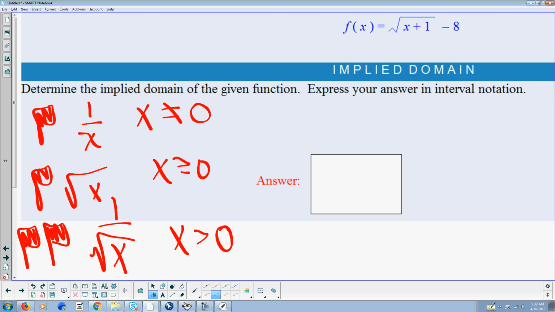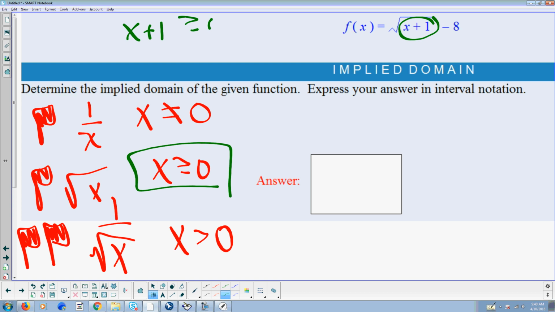So what red flag do we have here? We have an x under an even root. So in that case, you take the whole radicand, x plus 1, and say that it has to be greater than or equal to 0. So solving that, I get x is greater than or equal to -1. Everything greater than or equal to -1.